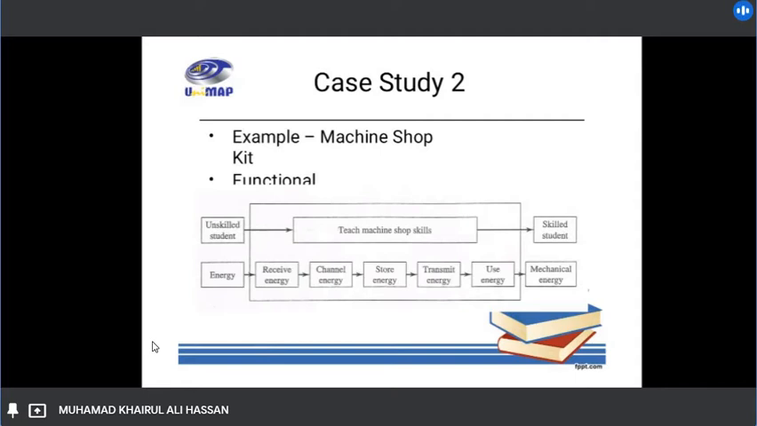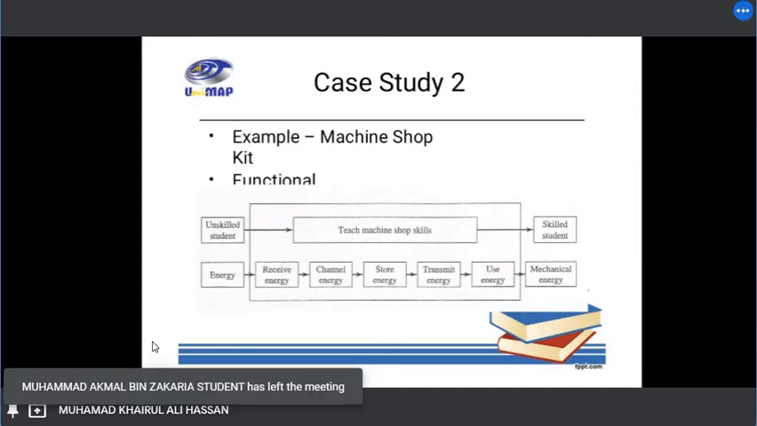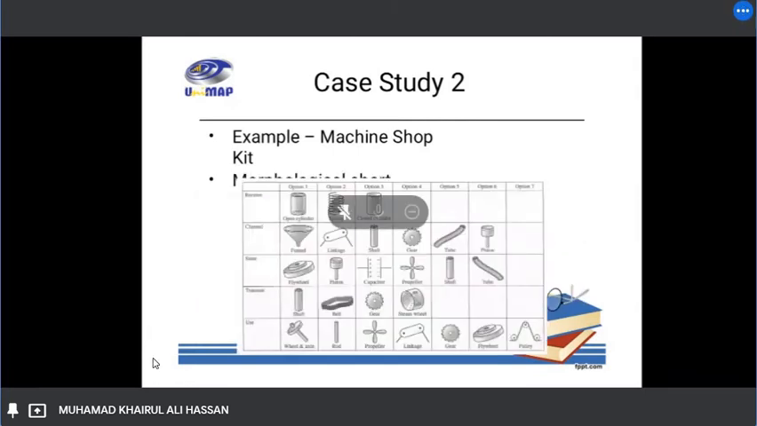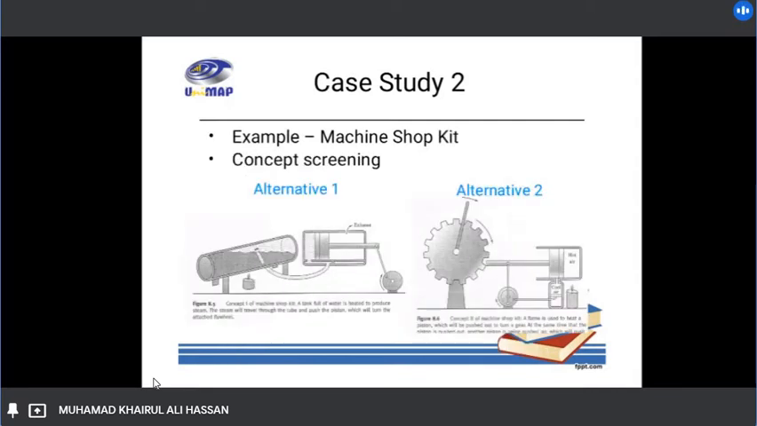Okay. This is a machine shop kit. This is what we call it after we got the system, and then we try to evaluate the problem, which is the problem clarification. Inside the system we need to have unskilled energy, and after we train using the machine, the unskilled student will become a skilled student. Then from the energy, we can convert to mechanical energy. So what is inside the system, this is the option we can use, right? From the components that we have as options, we select in order to create the alternative or create the concept.